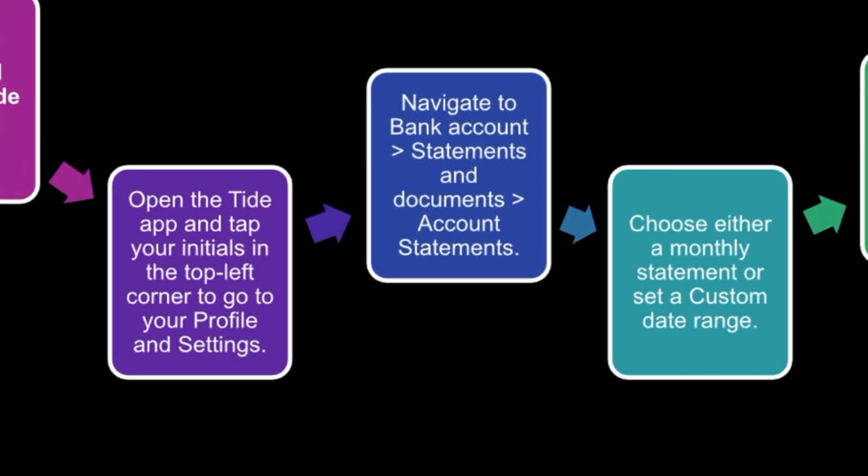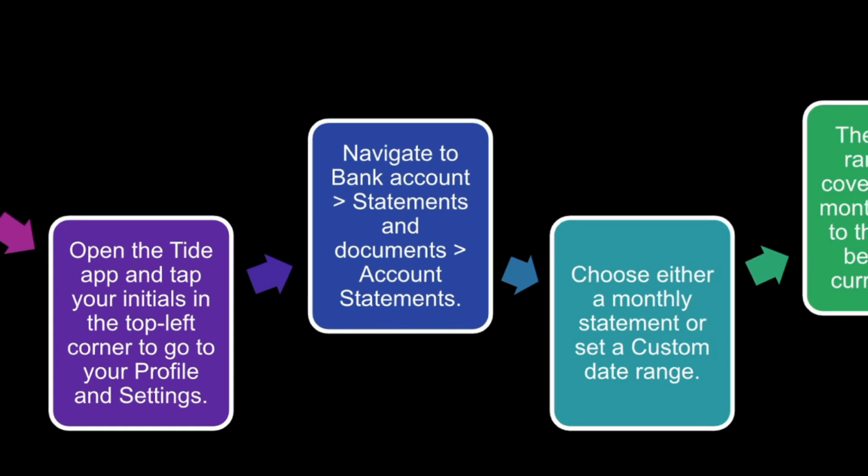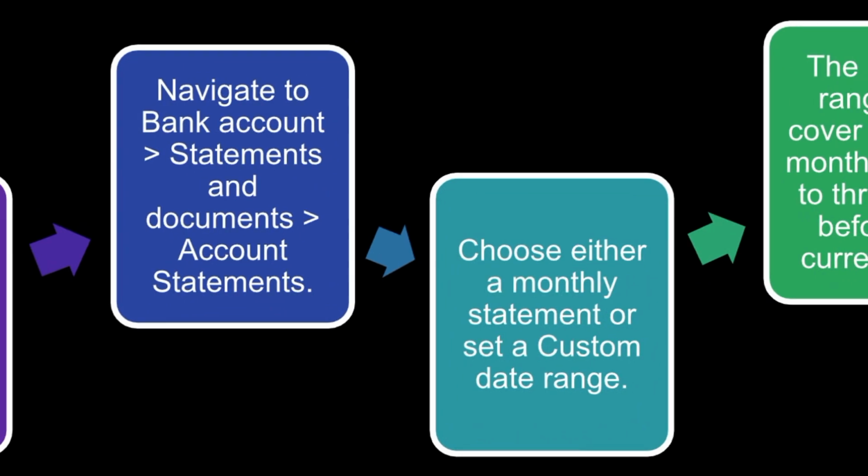Now in settings, navigate to bank account and here click on the statement and document option. And here you will see the account statement option. Click on it. You can choose either a monthly statement or set a custom date range.